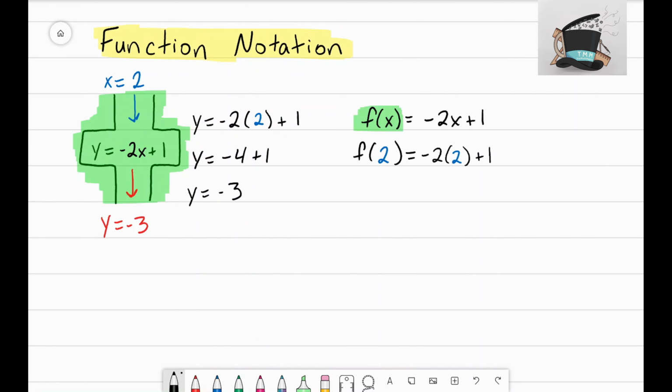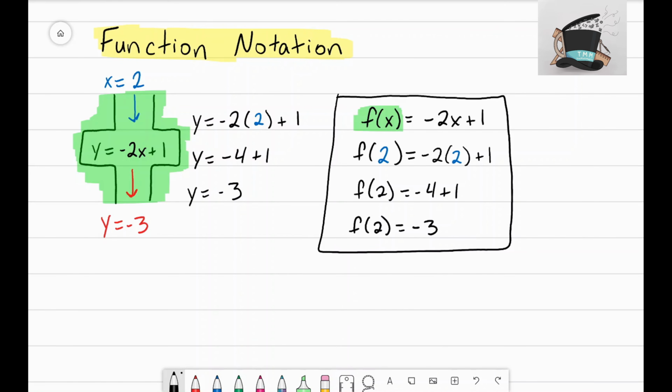Now we just solve this just like the problem we did on the left side. So f of 2 equals, well, negative 2 times 2 is still negative 4. I bring down the plus 1. So f of 2 equals negative 3. We end up with the same exact output. We're just now able to write it in a sleeker way instead of having to draw out a function machine. It's the same exact process, but we're using a different notation, and that notation is function notation.